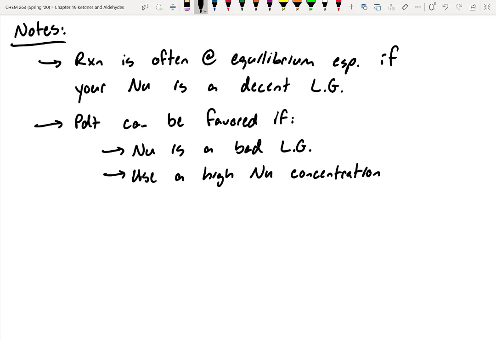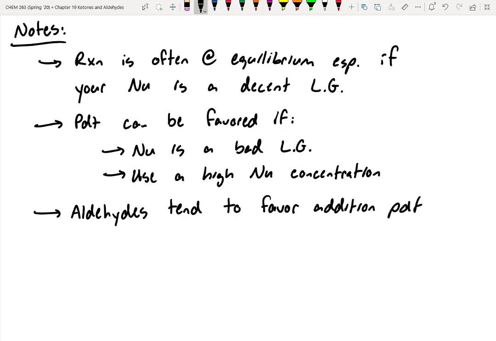All right, and then the last note is that aldehydes tend to favor nucleophilic addition more than ketones. So that's important to keep in mind too.